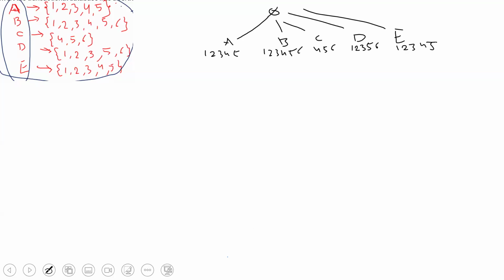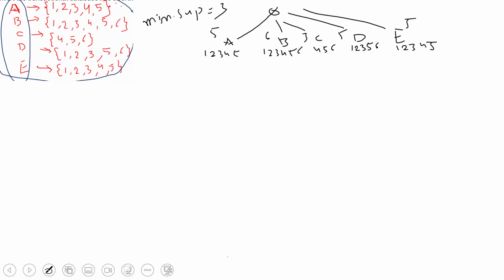Now the min support is given as 3. Let's take the min support as 3. So the support of everything is greater than or equal to 3, because the support of this is 5, this is 6, this is 3, this is 5, and this is 5. So everything satisfied the minimum support.